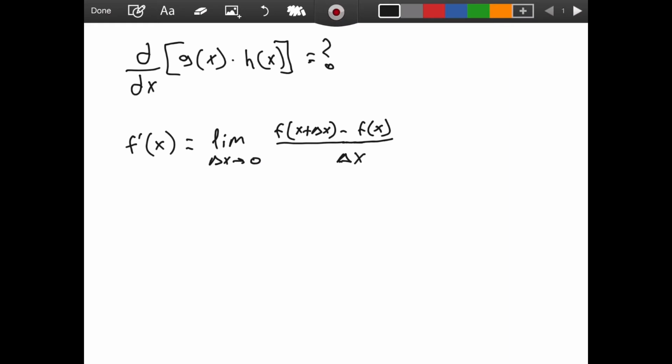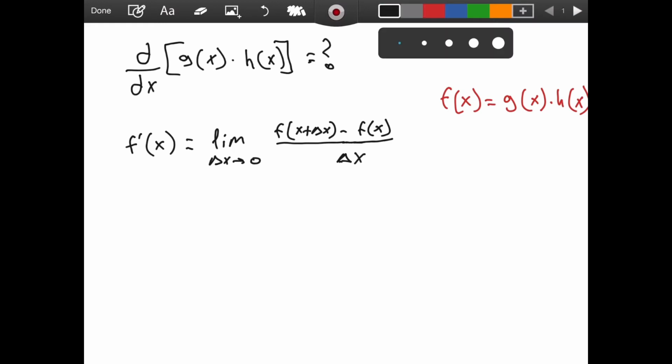Now, let's apply this to our case. In our case, and I'm going to write this in red because it is important, f of x is equal to g of x times h of x. So the product that we are trying to take the derivative of is our function f in this case. So we are interested in finding what happens when we plug in g of x times h of x for f of x in this formula.